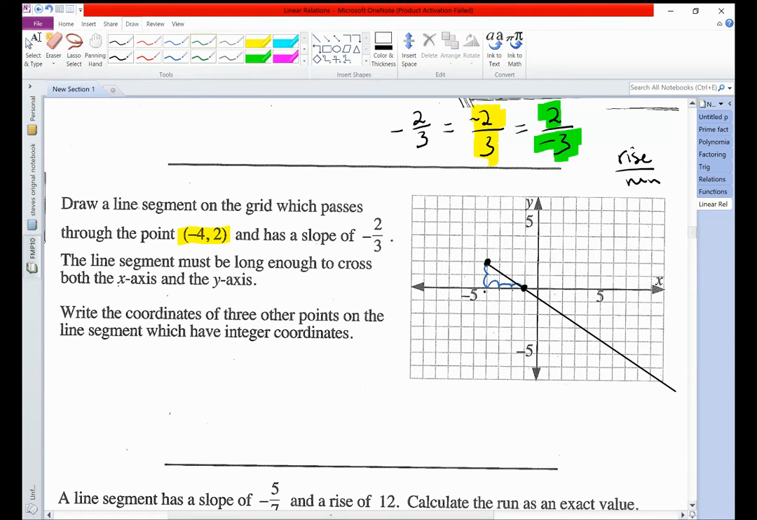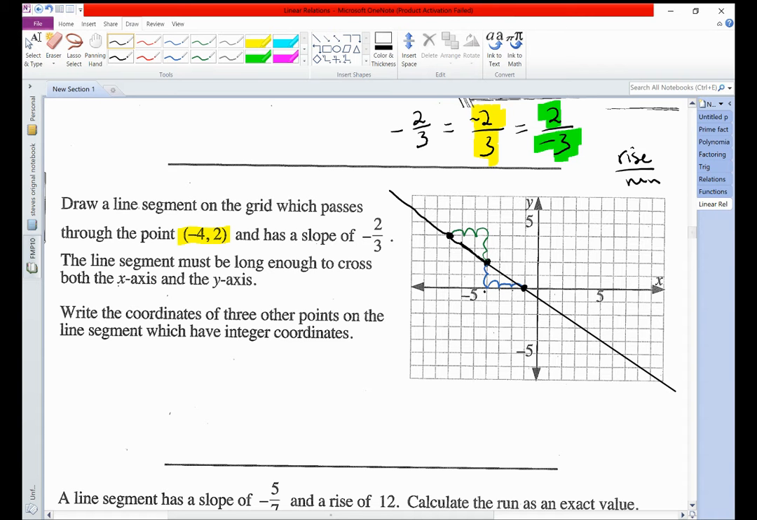So what happens if we were to do the run as a negative and the rise as a positive? Well, I'll show you. So here we would start with the same point and we would go, okay, we're going to have a rise of +2 and a run of -3. So we're going to go this way, 1, 2, 3. And we put a point right there. Well, it's actually the same line. Look at that. That would connect into the same line.